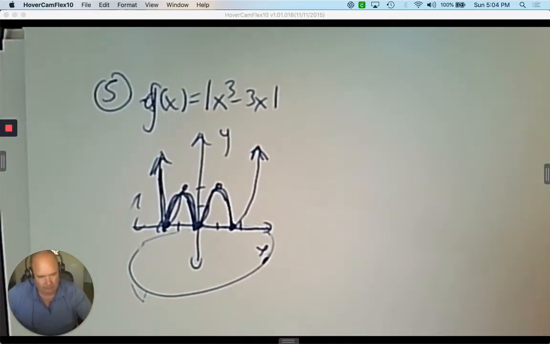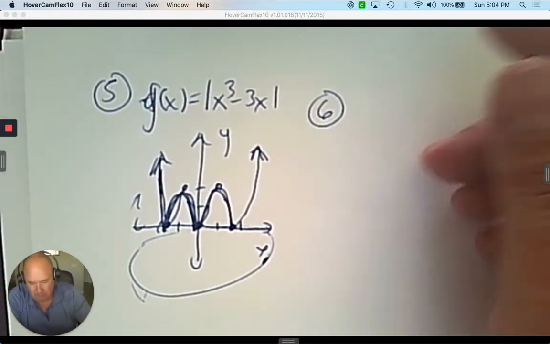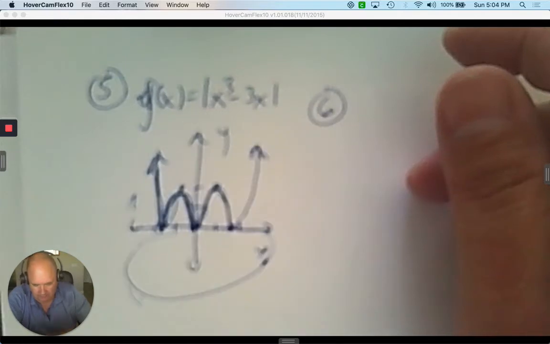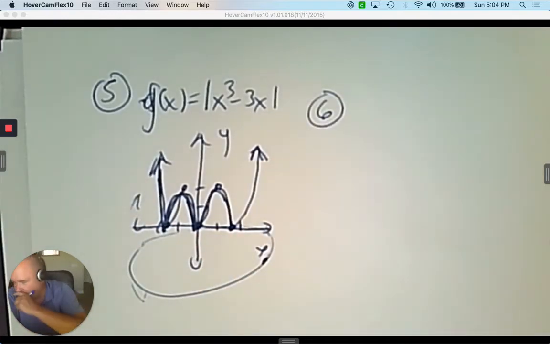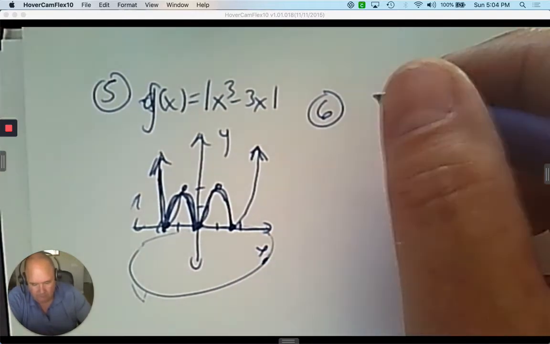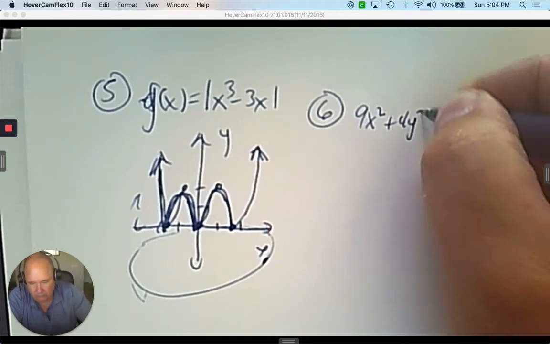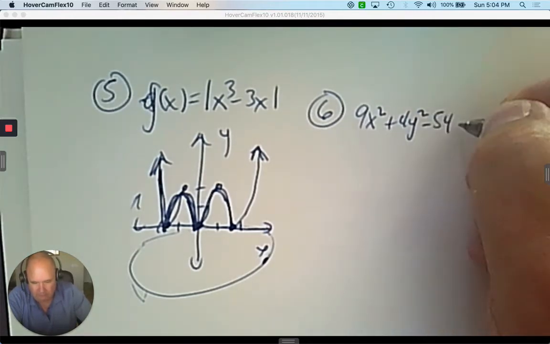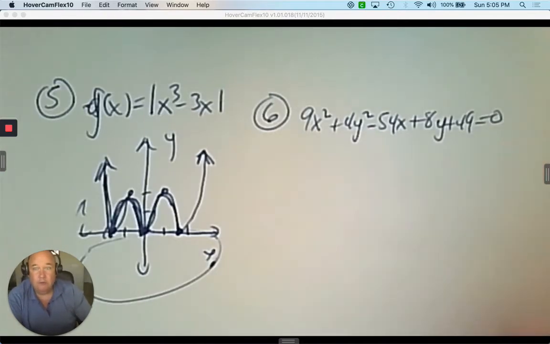All right, number 6. It says, find the maximum and minimum points on the graph. So in order to find the maximum and minimum points, we need to take the derivative of that. So we have 9x squared plus 4y squared, subtract 54x plus 8y plus 49. And so we're going to do this implicitly.